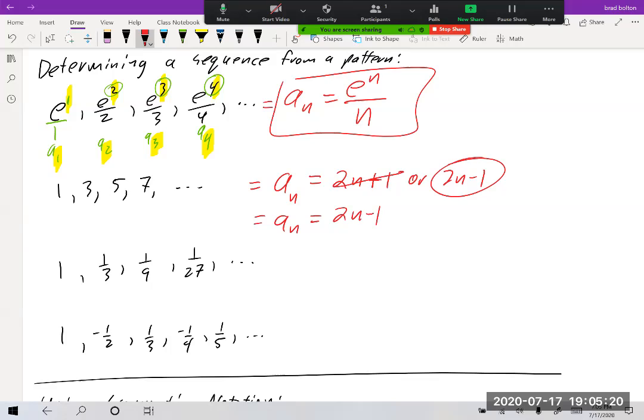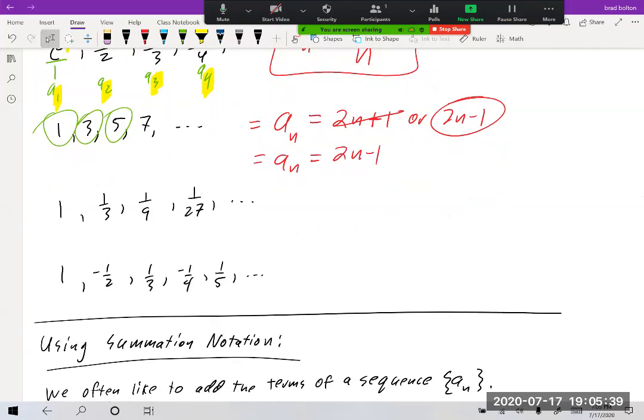And what I normally do is I then try to double check. So in my mind, I take and I plug in 1. So I'd get 2 times 1, which is 2, minus 1 is 1. Plug in 2. 2 times 2, which is 4, minus 1 is 3. 2 times 3 is 6, minus 1 is 5. So I would definitely be able to generate this pattern with this general term or with this nth term.